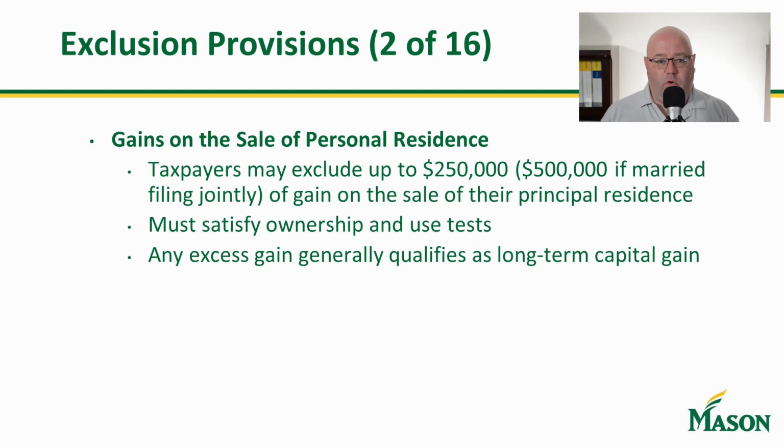As long as they hit 2 of the last 5 years, good to go. You don't have to worry about it. Like I said, for the ownership and use test, you have to have 2 of the last 5 years of ownership and use. You meet it, boom, you've got it. Any excess gain is going to be long-term capital gain.